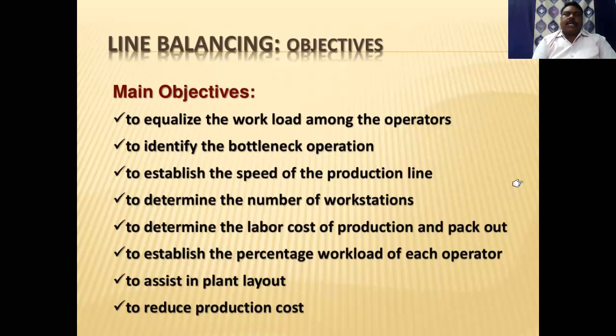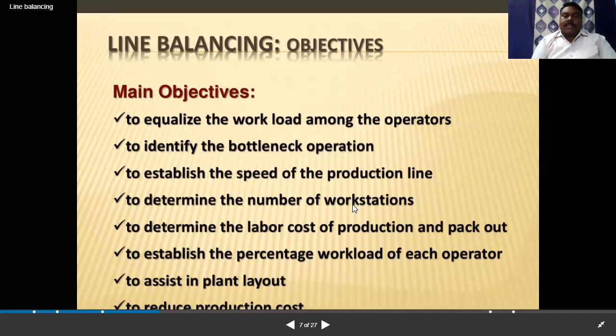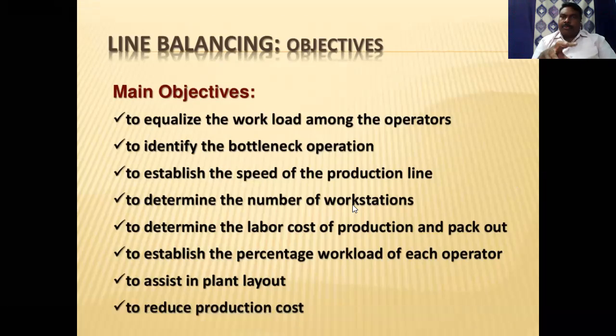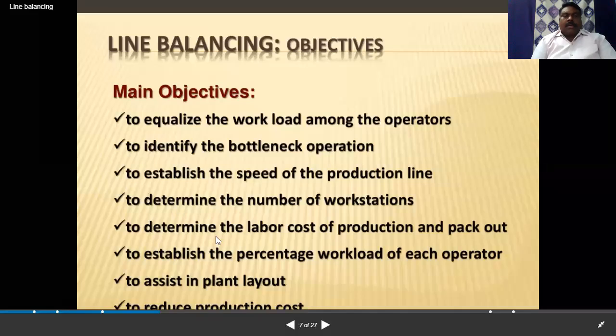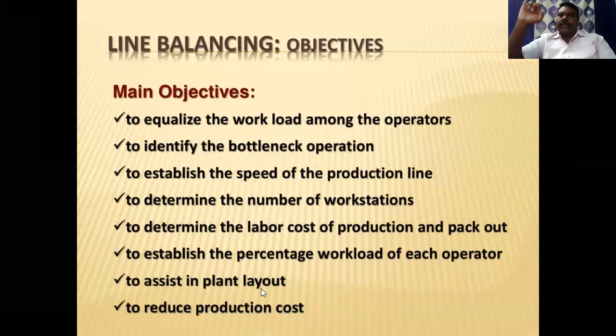The same thing happens inside the kitchen of the baker or confectioner: the establishment of speed lines, the product line, the production line, we have to speed up. That determines the number of workstations, the labor cost of production and pack out, and establishes the percentage workload of each operator. It also assesses the plant layout, how the movement of the work should go on. That layout you also have to see, to reduce the production cost. These are the line balancing objectives.